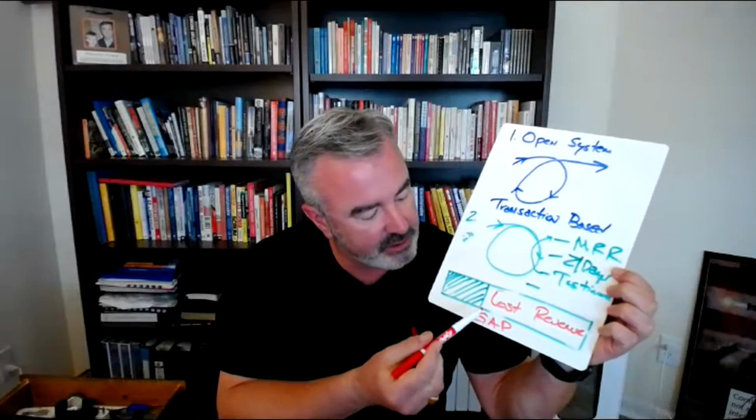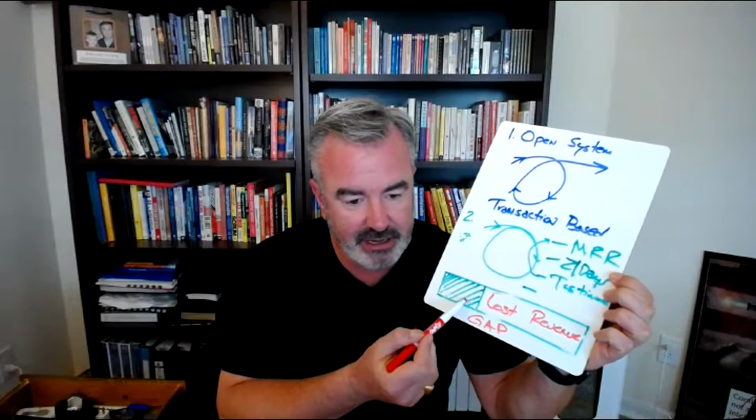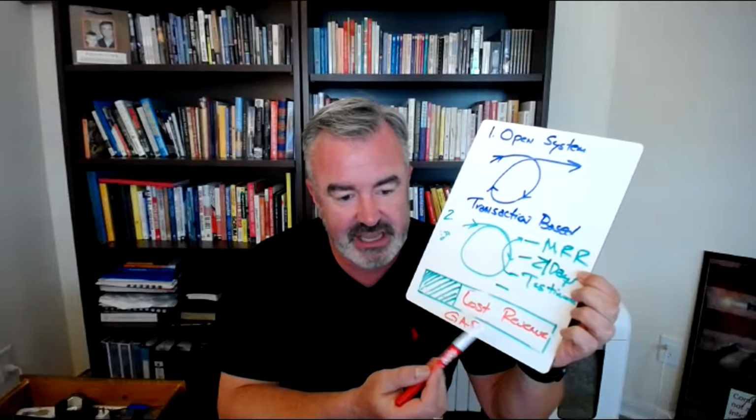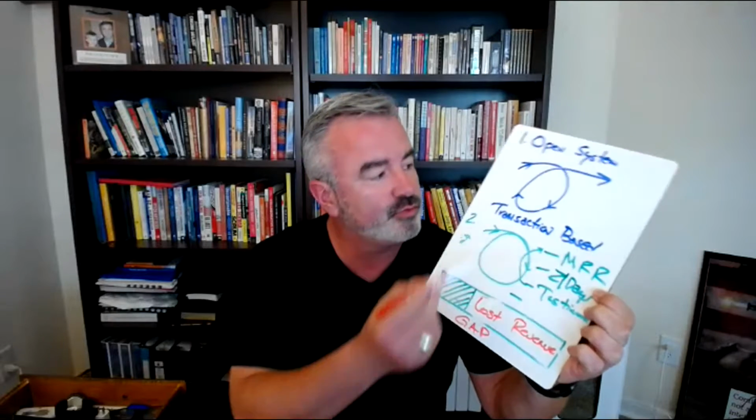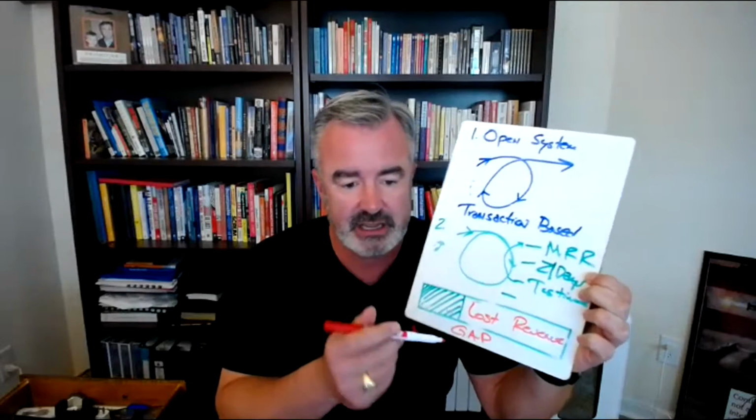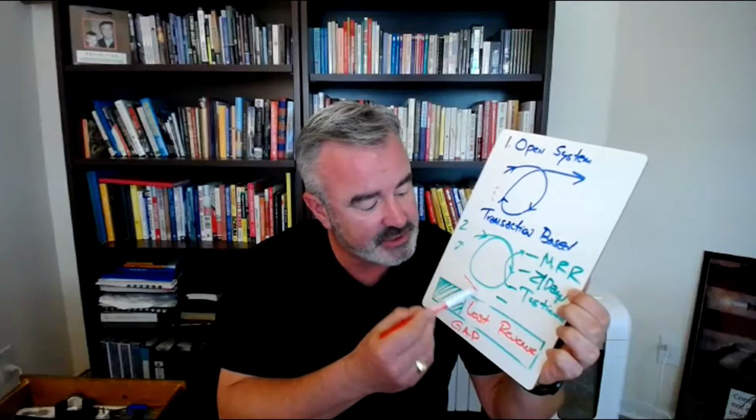Now, what happens is that because you don't have this, you have what I call lost revenue. So this, by the way, is the gap. I'm going to show you the gap. So this down here, this is the revenue that you're generating. This is the revenue that you're leaving on the table each and every single month because you run this open system. Now, do you want to access this revenue?